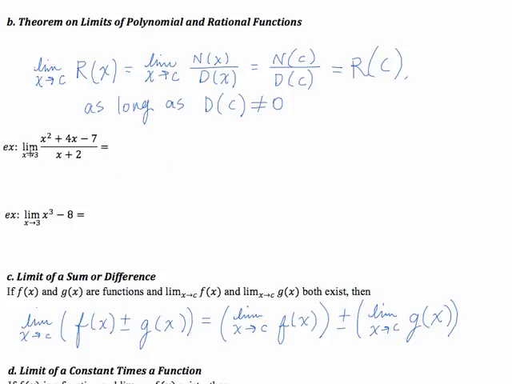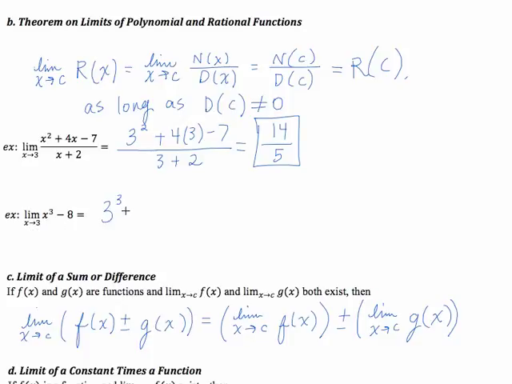So for this function, we can go ahead and just plug in 3 to find the limit. It equals 3 squared plus 4 times 3 minus 7, all divided by 3 plus 2. So we have, let's see, 9 plus 12 is 21, minus 7 is 14 over 5. Or in this example, you can imagine the polynomial function x cubed minus 8. It's just a simple smooth curve. So the limit is going to be equal to the y value at 3. So it's simply 3 cubed minus 8, or 27 minus 8 is 19.